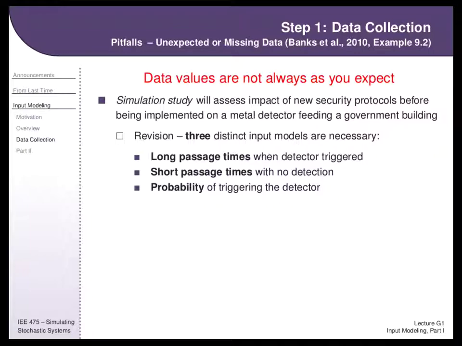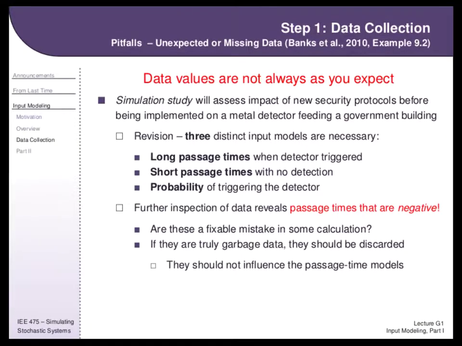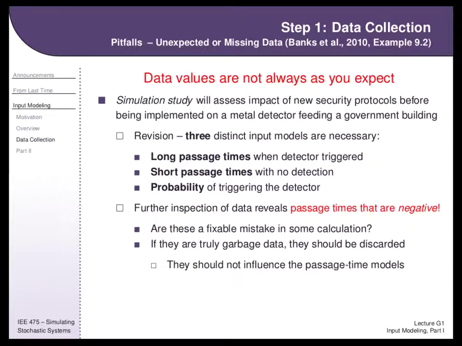But that means now I also need to gather data on how frequently people trigger the detector. So you might be in a building where you get a lot of people that don't know how to use the metal detector, and they're constantly triggering it. Then this is going to be a very high probability. Or you might be in a building where only people who work there come in, so everybody knows how to use the system, so this would be a very low probability. And so you'd have to keep track of how often the metal detector gets triggered versus not to calculate that. So then, further inspection of this, and we see that some passage times are negative.